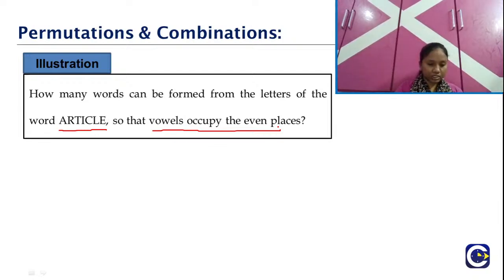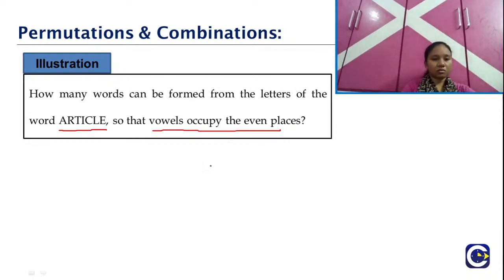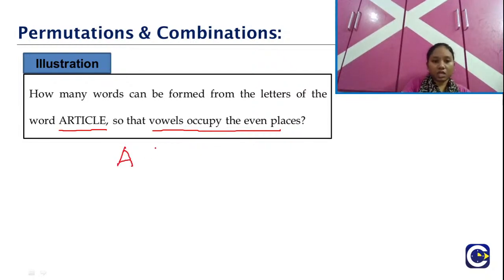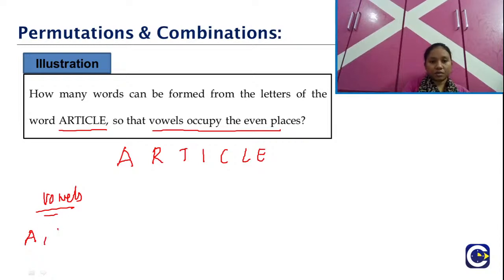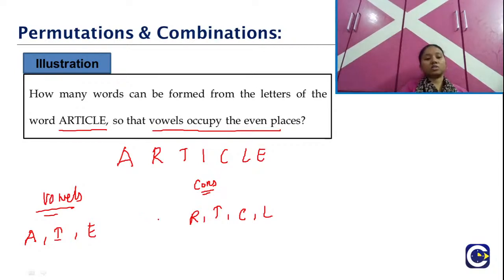Let's see how many of you have given the answer. So quickly guys, what are the things we have to identify? This is the word article which is given. So let's identify the vowels first. So A, I, E, and the remaining will be the consonants. That is R, T, C, and L. Right.